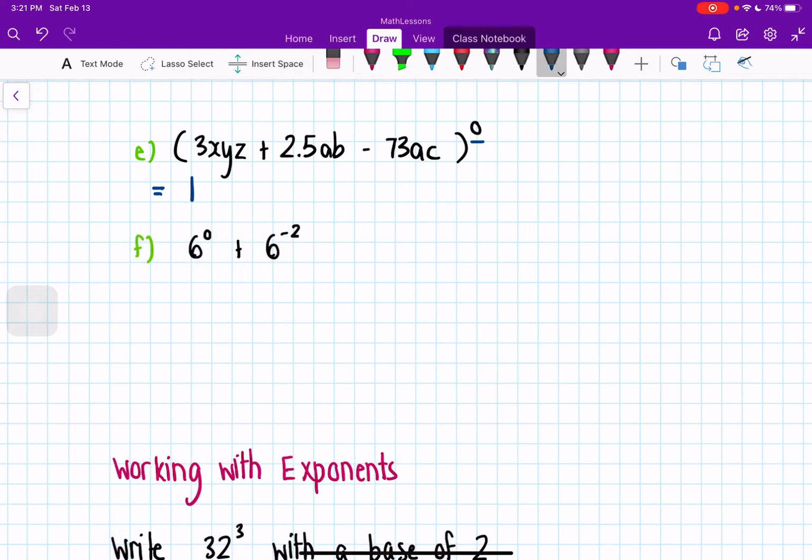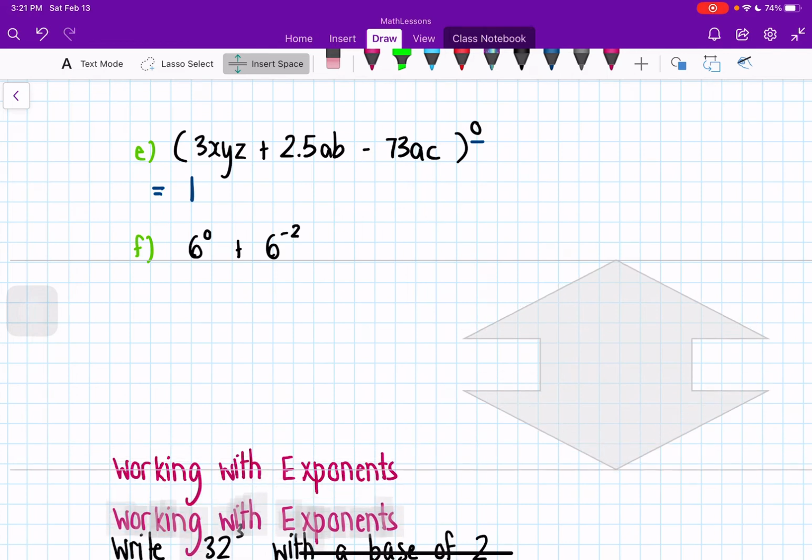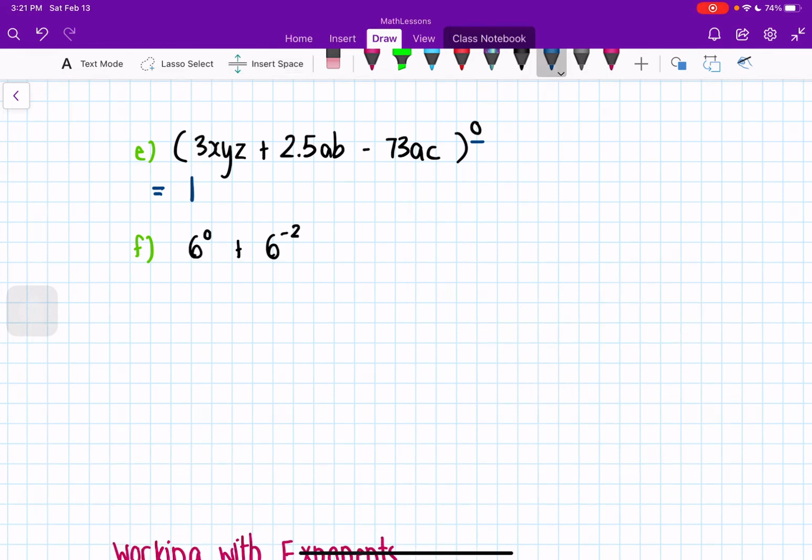So we have rules for same base division. We have rules for same base multiplication. We don't have a rule for same base addition. Remember, we've got the product rule for multiplication, the quotient rule for division. There is no addition rule. We need to work these out and then add them up.